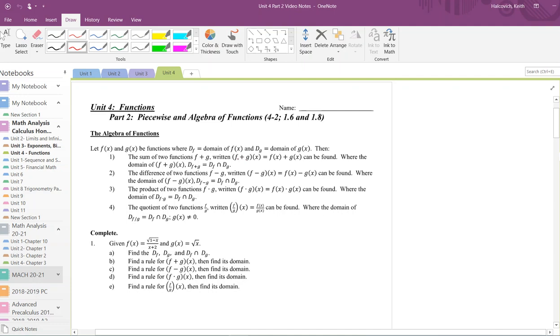Number one, it talks about if you're finding the sum of two functions, or the difference of two functions, or the product of two functions, the domain is just the intersection of the two domains. The only difference is if you're dividing the two functions, it's the intersection, but you also have to keep in mind that the function in the denominator cannot equal 0.